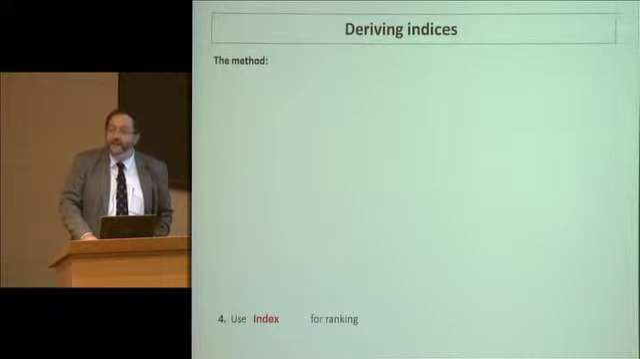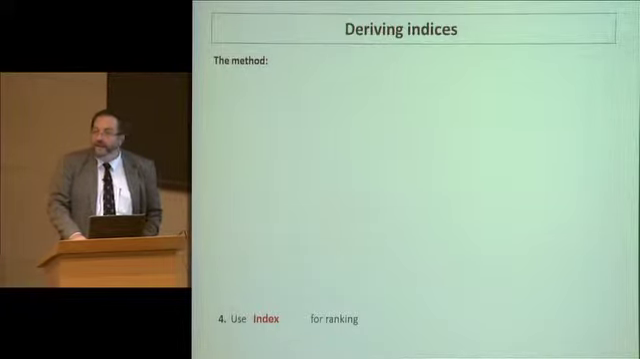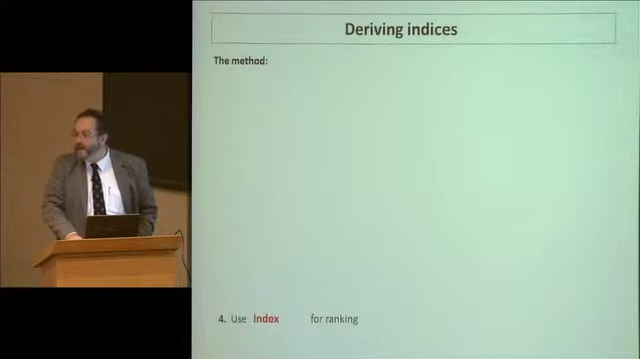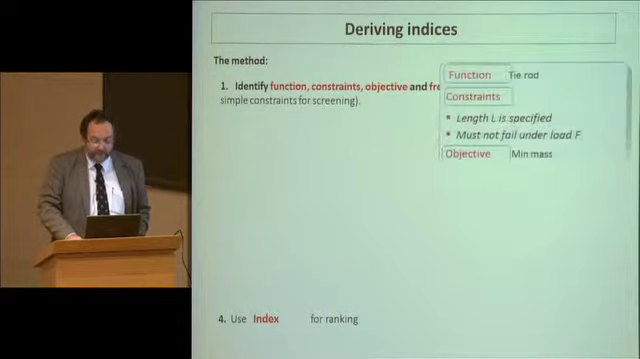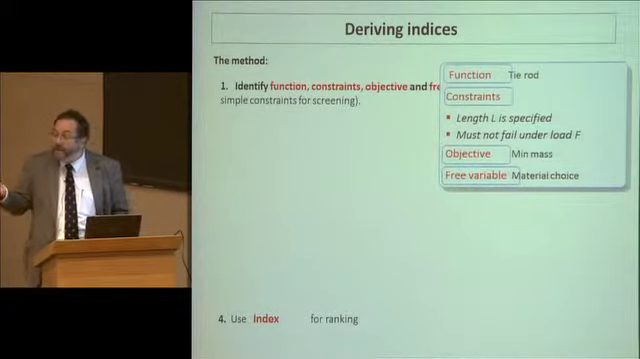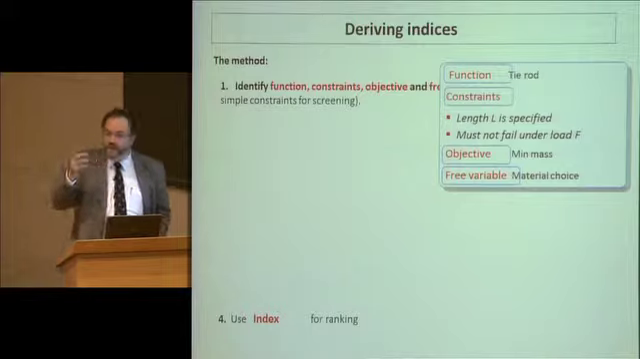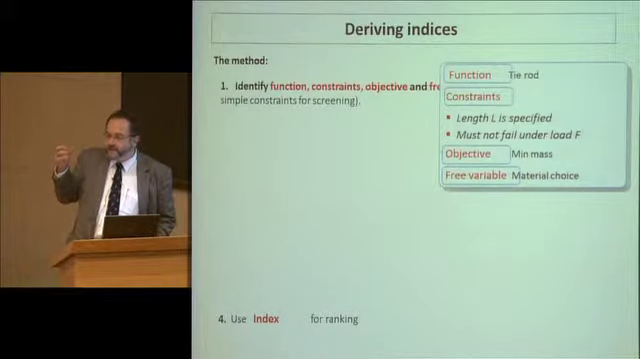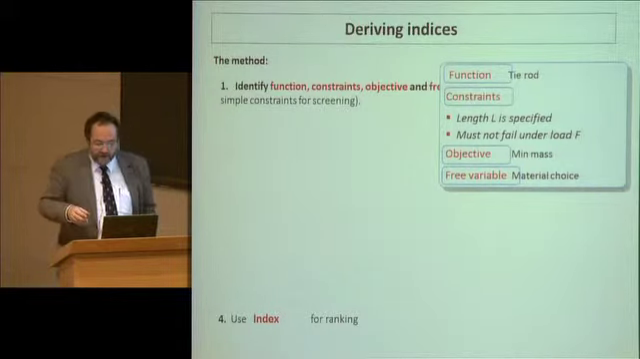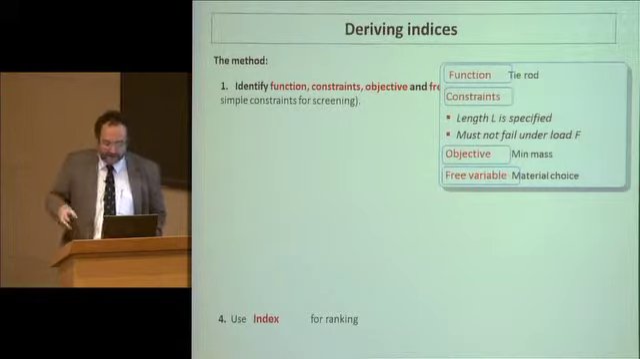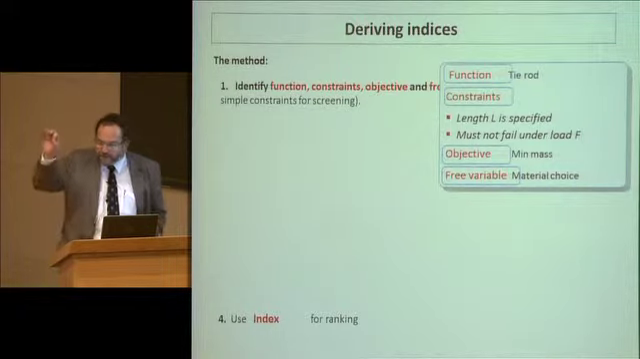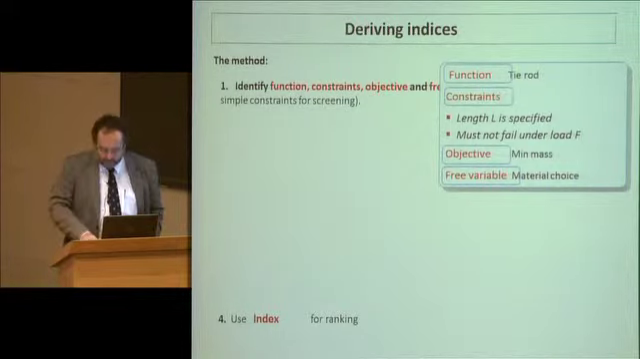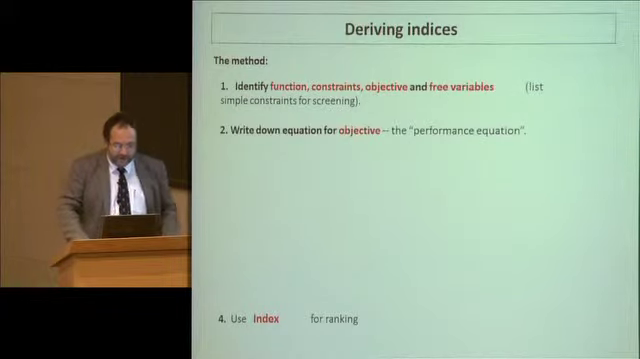So, the indices I was telling you about earlier. What we're trying to do is to find a combination of properties to tell you how well a given material can fulfill its task. So you identify function, constraints and objectives. If we look at our tie rod, for instance, you have the length that is specified, and it must not fail under such or such a load. You have minimal mass, and your free variables are the size of the rod and the choice of the material.